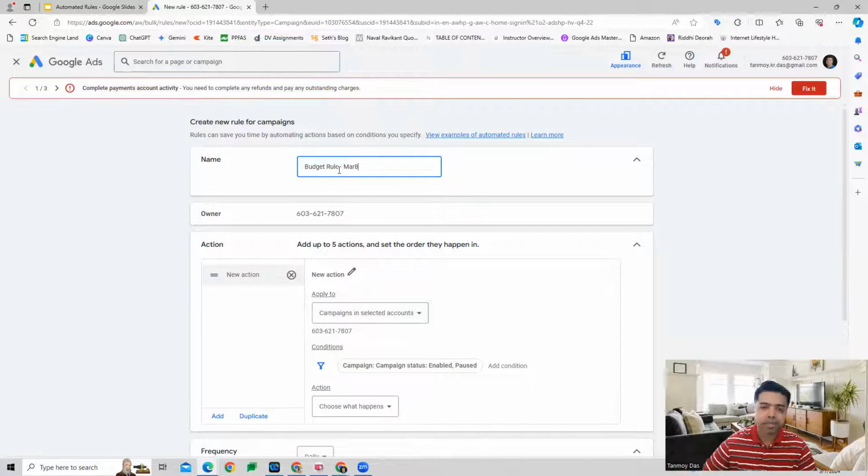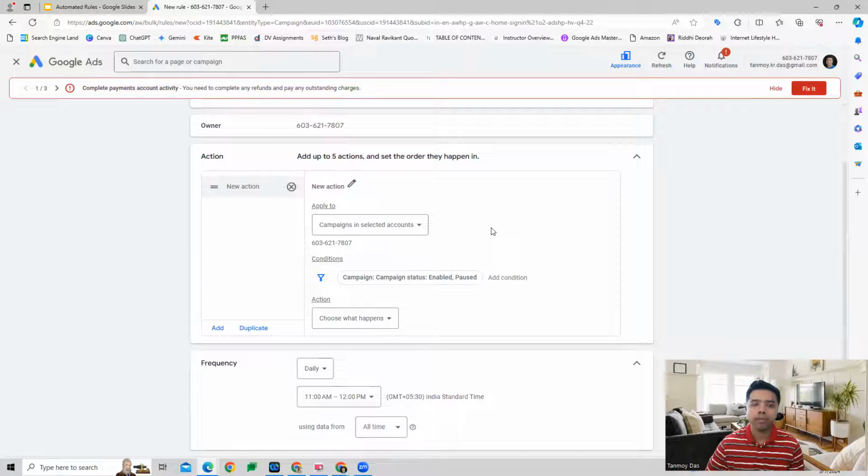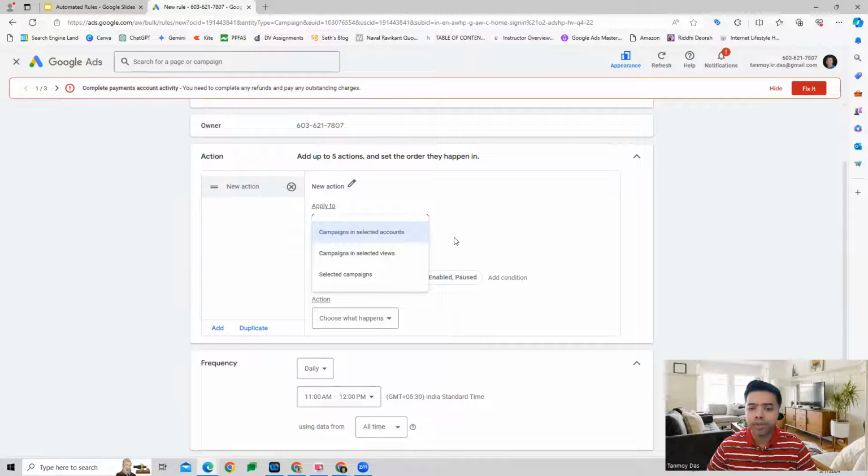The objective is that we want to pause certain campaigns the moment it reaches, let's say, a spend of 5,000 rupees. Now, to set up the particular rule, there are different options. You can decide whether you want to do it on a particular campaign or on all the campaigns. That option is also out here.